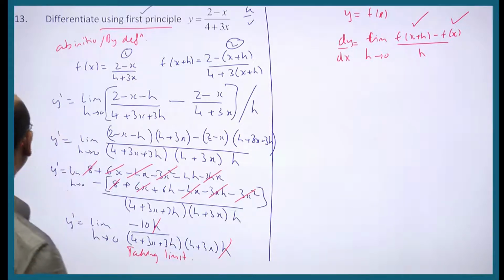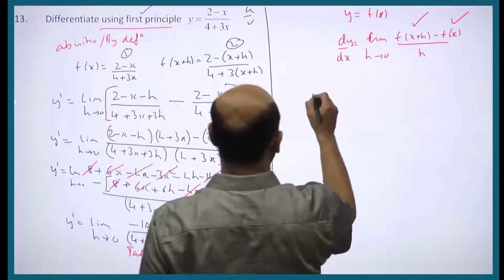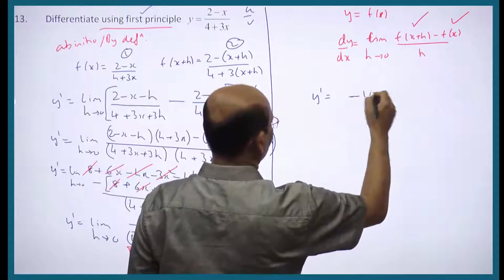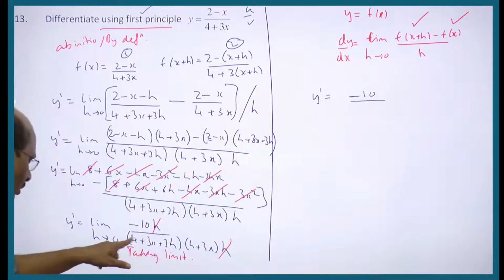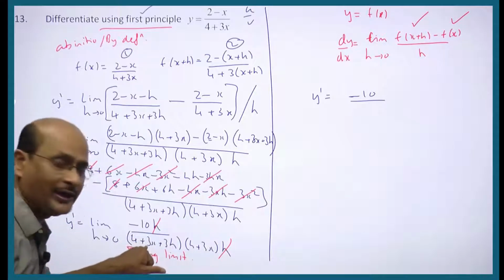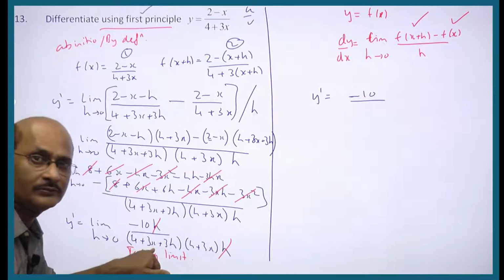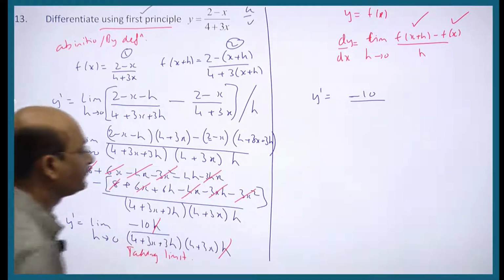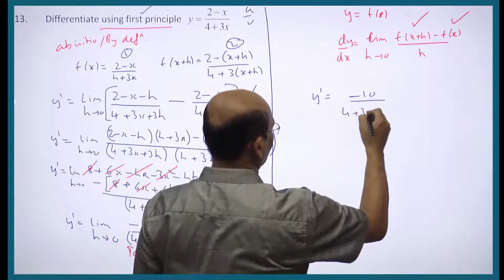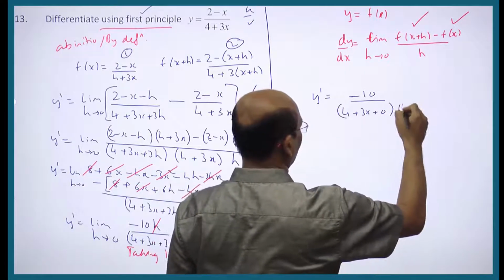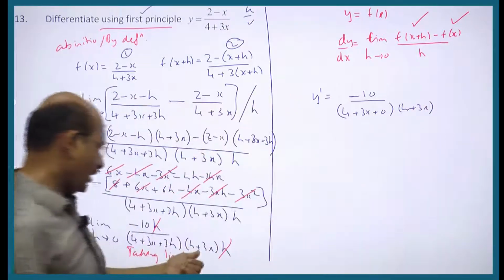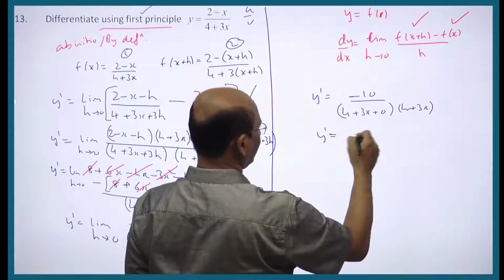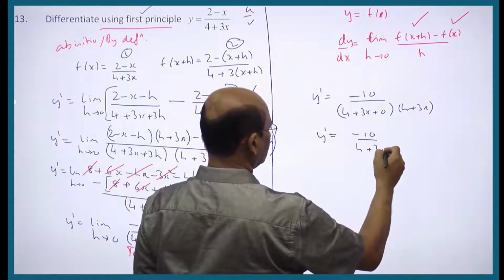Taking the limit, what happens now? y dash will be, numerator is minus 10 upon, see what is happening, h is tending to 0, don't miss, x is not tending to 0, h is tending to 0, so 4 plus 3x plus 0. Upon 4 plus 3x. You know why? Because there is no h in the other thing. So y dash will be minus 10 upon 4 plus 3x whole square.